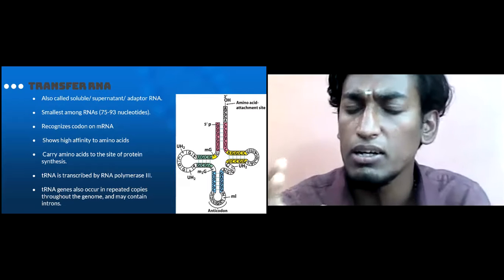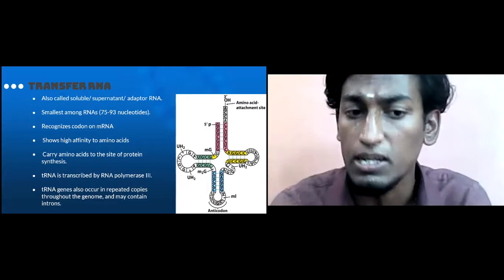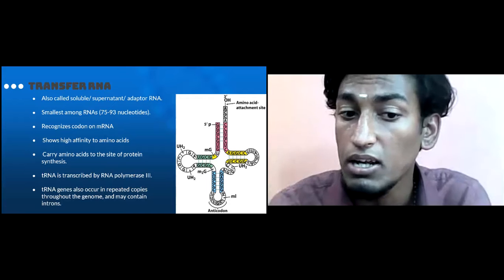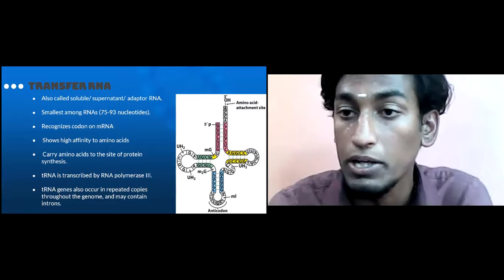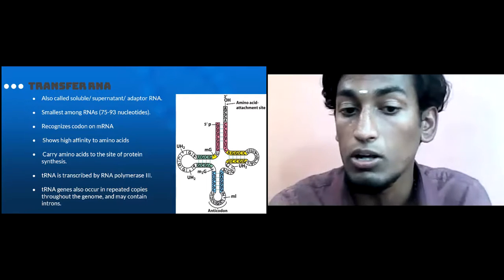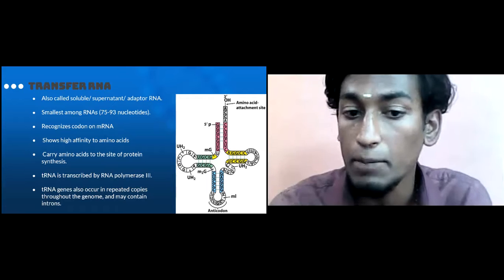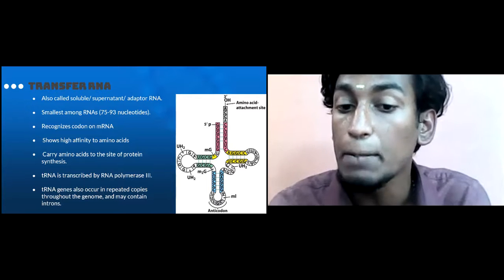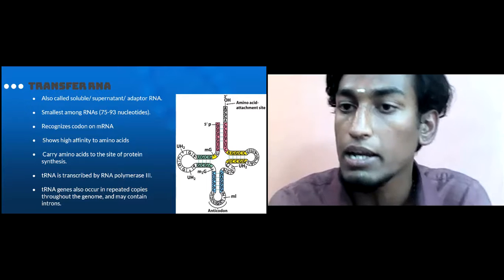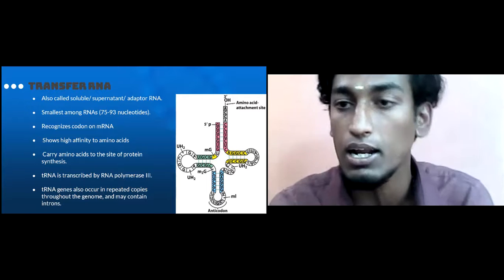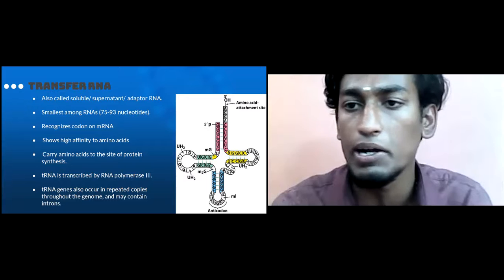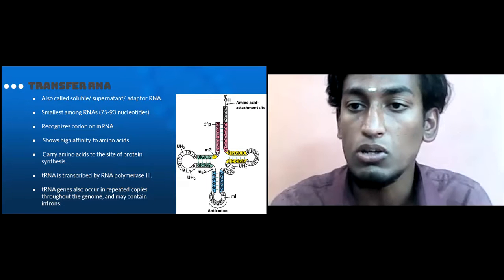We can know that it carries or transfers something. It carries amino acid to the site of protein synthesis. This tRNA is transcribed by the enzyme called RNA polymerase 3. I repeat, RNA polymerase 3. The tRNA genes also occur in repeated copies throughout the genome and may contain introns also, which are the untranslated or non-required regions, or the non-coding regions.